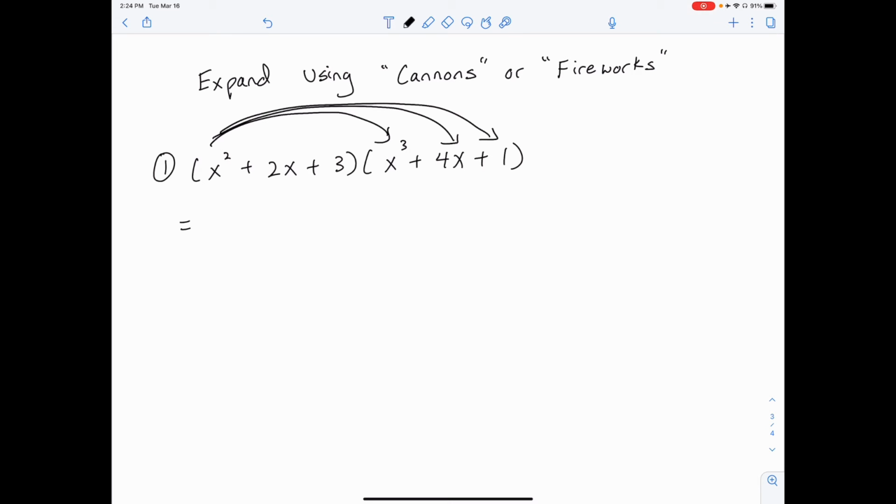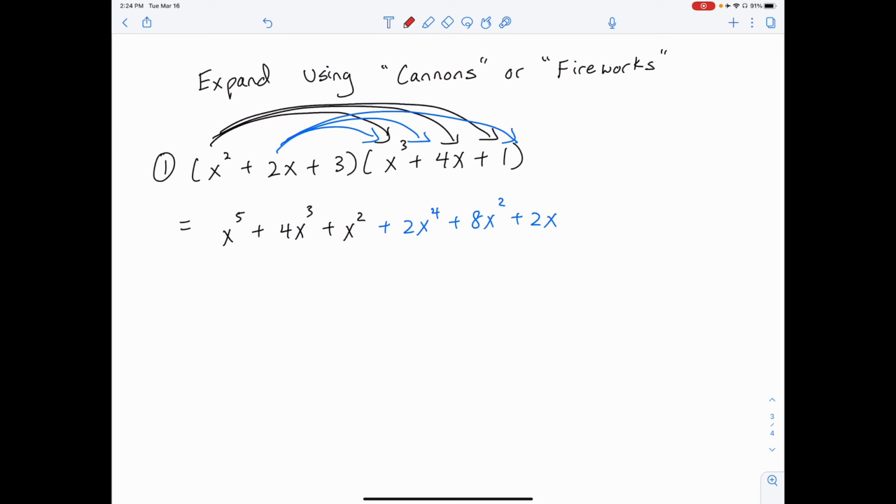X squared times x cubed gives me x to the 5. X squared times 4x will give me plus 4x cubed. X squared times 1 will give me plus x squared. Now we're going to apply the next one, which is the 2x. So now 2x acts as the cannon, and we're going to apply it to, again, every single term on the other bracket, like so. So here, 2x times x cubed will give me plus 2x to the 4. 2x times 4x will give me plus 8x squared. And lastly, 2x times 1 will give me plus 2x.